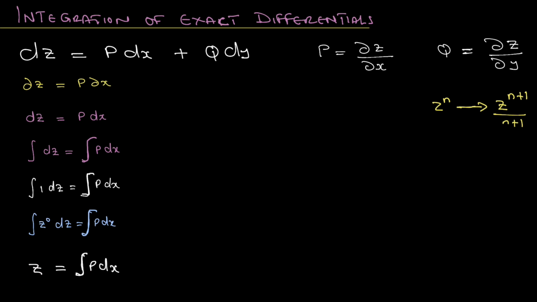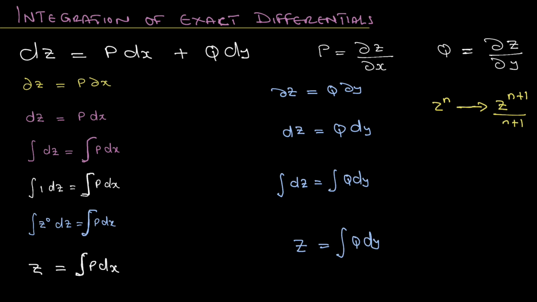We can also find z another way by using q, this one here, and multiply both sides by partial y, and we write it into differential. dz equals q dy. And then we integrate both sides. Again, there's 1 here, so that means it's z to power 0, and then we get z. So we follow the same process here, and that equals the integral of q dy. So when we use both of them, we can then find a constant.